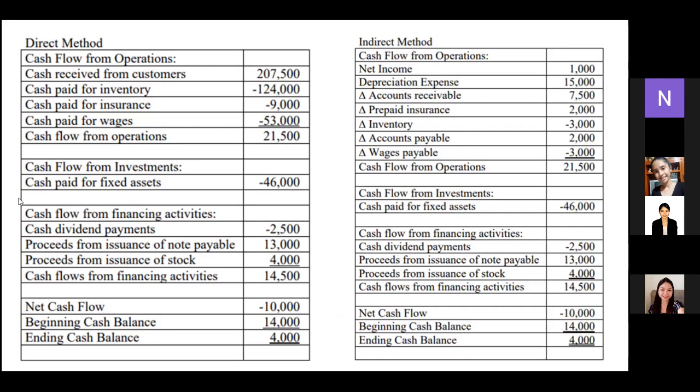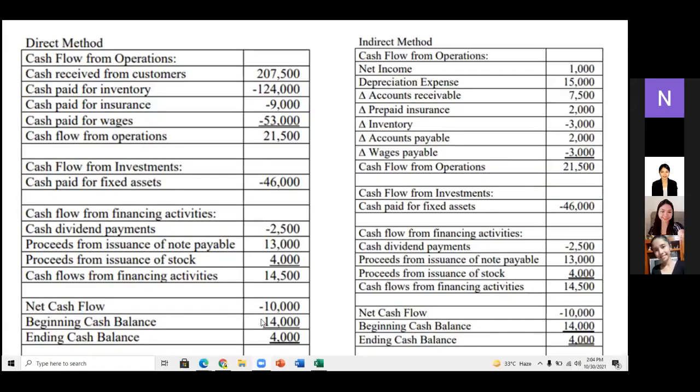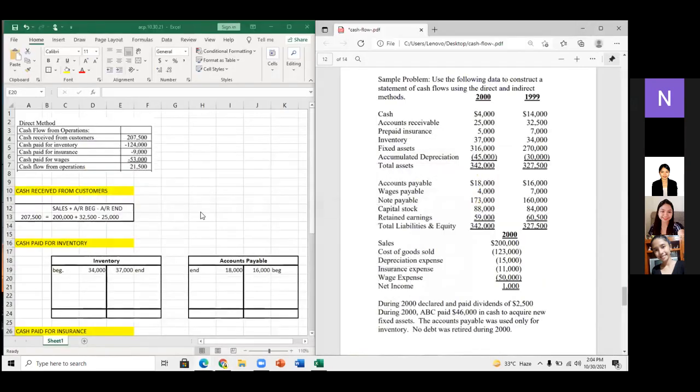So, first, dito muna tayo sa direct method cash flows from operations. Wait lang. So, ito siya. Nakikita niyo na ba yung sa screen ko? Unahin muna natin yung sa direct method, sa cash flows, sa operating muna tayo.